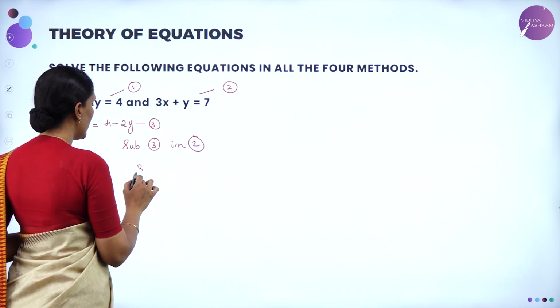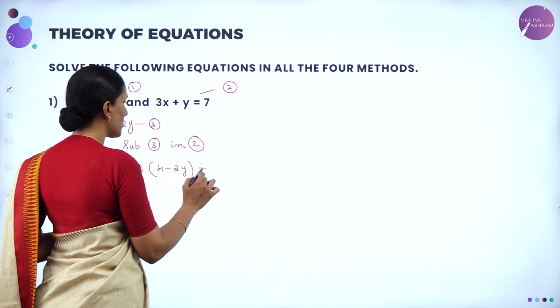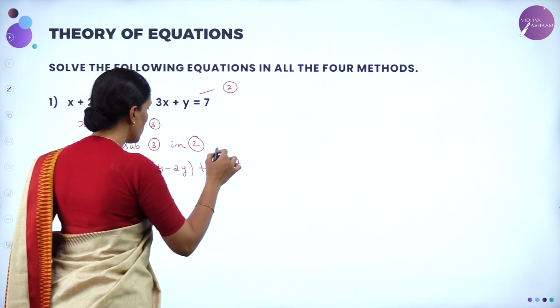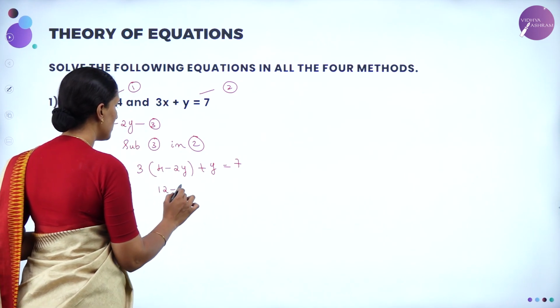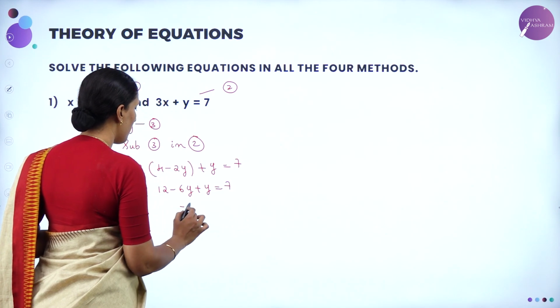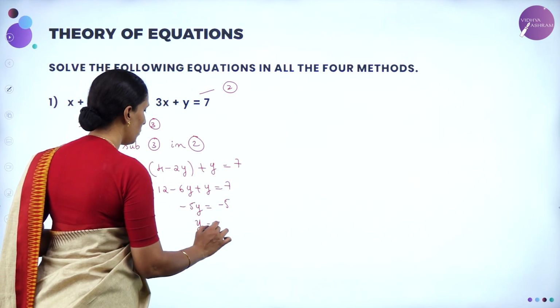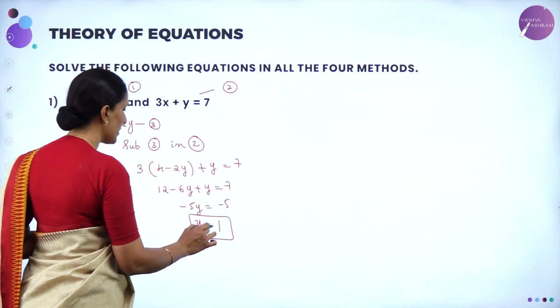So I'll get 3(4 − 2y) + y = 7. Solve this. 12 − 6y + y = 7. −5y = −5. y = 1. Again we got y = 1.